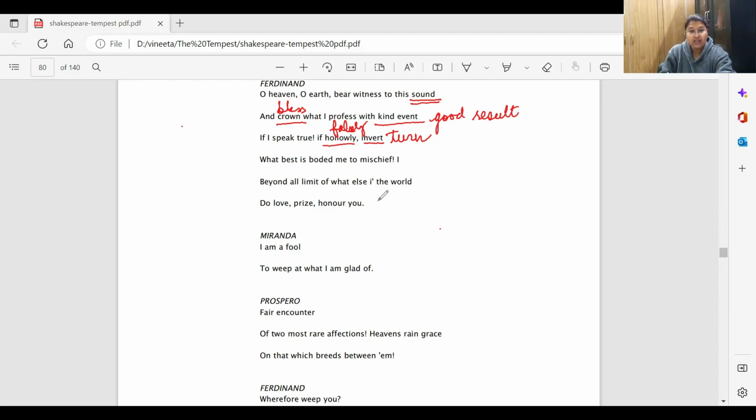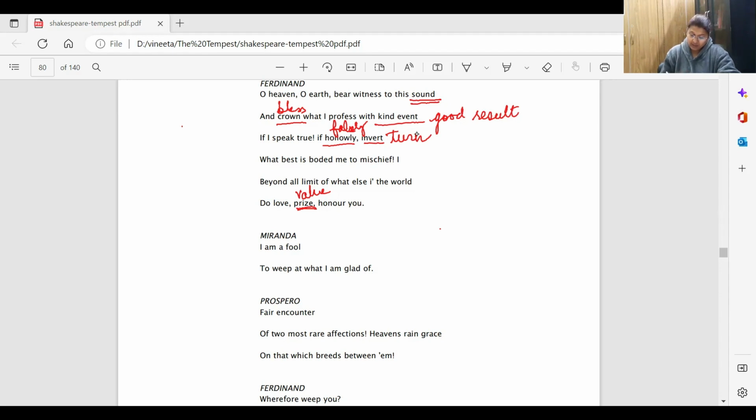"Beyond all limit of what else in the world, do love, prize, honor you." So he declares his love. He confesses his love, he says, I, beyond all limit of what else in the world, do love, prize. Prize means value, and honor. And for that, she says, "I am a fool to weep at what I am glad of." Miranda calls herself a fool that she is crying at the time when she is so happy. For that, Prospero says, "Fair encounter," fair meeting. Even Prospero is admiring their love. Even Prospero says, fair encounter.